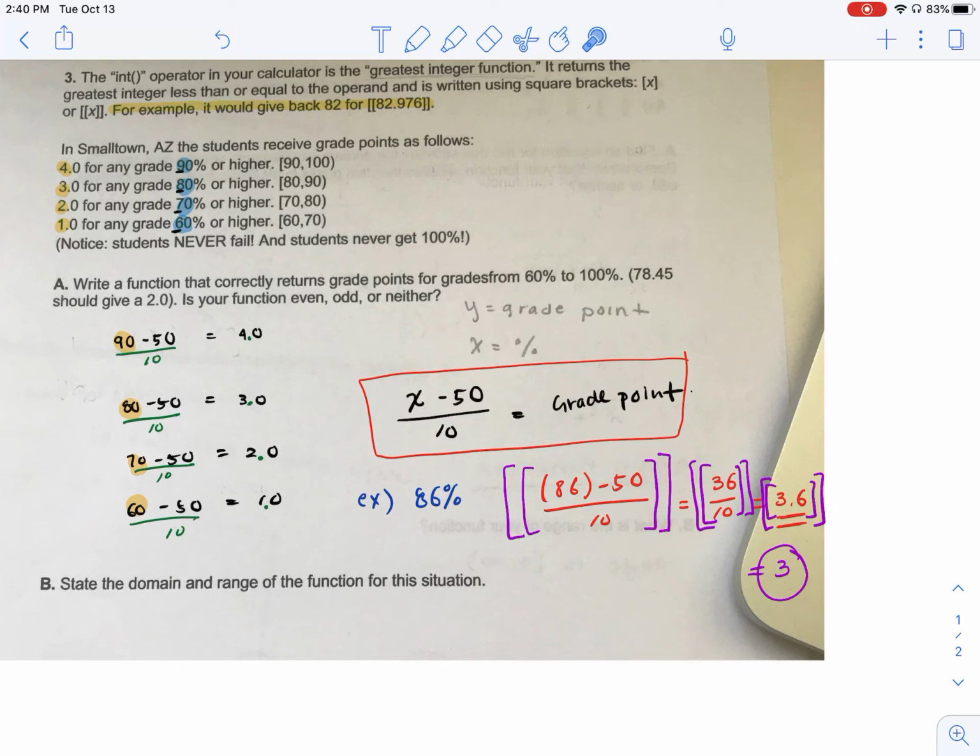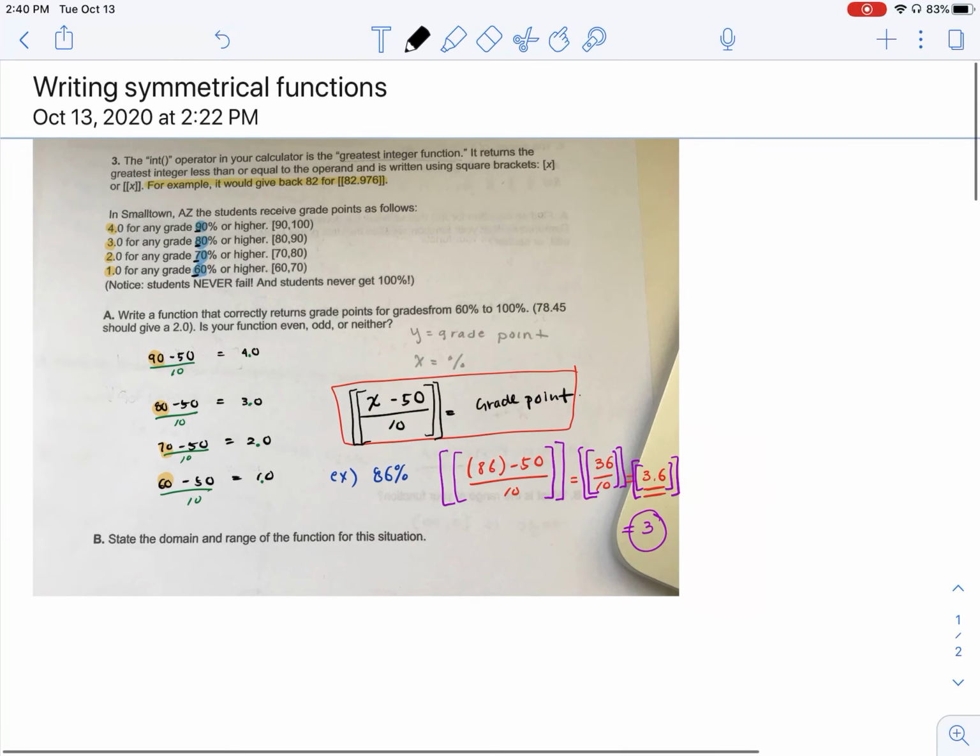And now you'll notice, oh, that's cool, right? Now if a student gets an 86% and I input it into this formula, we get 3.6, but because of the greatest integer function, we round down to the nearest integer and we get 3, which is exactly what we wanted. So to finalize my formula here in this red box, I am going to put the greatest integer bars here to finalize this question.